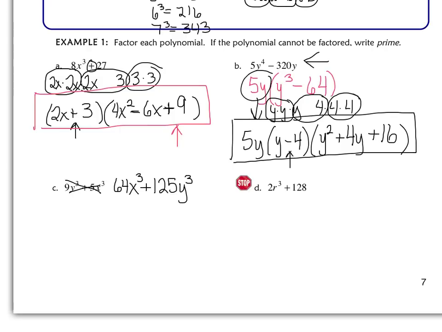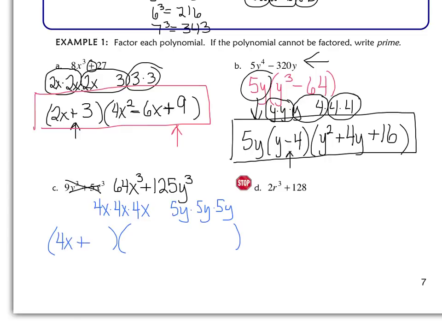We have to figure out what is a. What raised to the third power gave us a result of 64x to the third? And that would be 4x times 4x times 4x. And then I do the same thing for 125y to the third. What was b before it was raised to the third and became 125y to the third? That's 5y times 5y times 5y. All right, so we have a sum of 2 cubes, so that means a binomial times a trinomial.